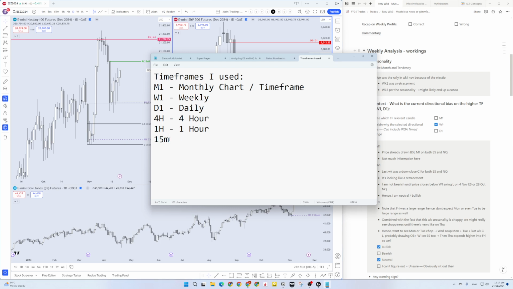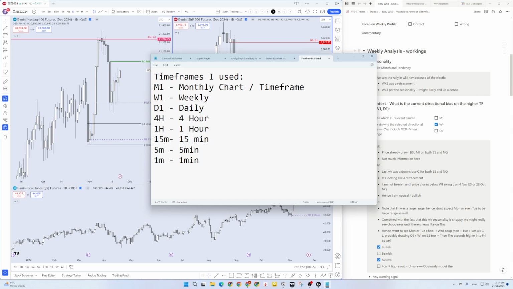This 15 minutes, I usually don't use 15M, because capital M I use to indicate that it's monthly, right? So I use a small m, a small case m. This is 15 minutes. This is 5 minutes. And then this is 1 minute.